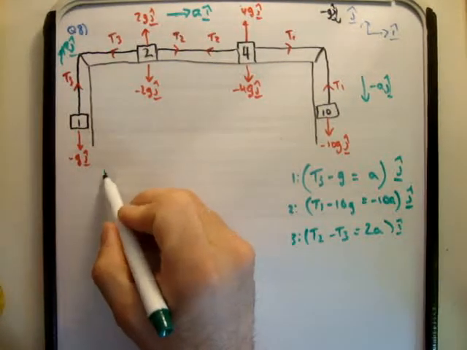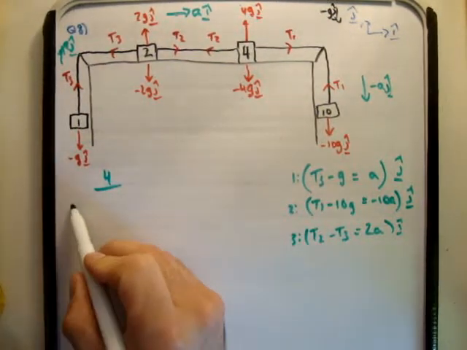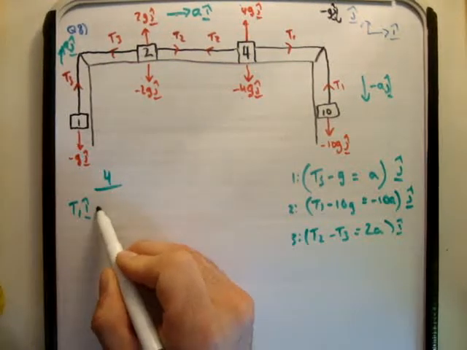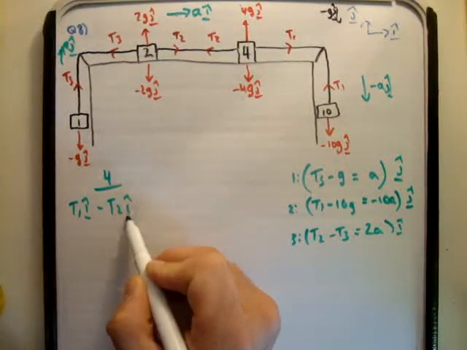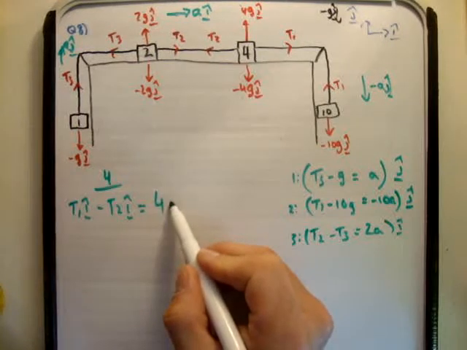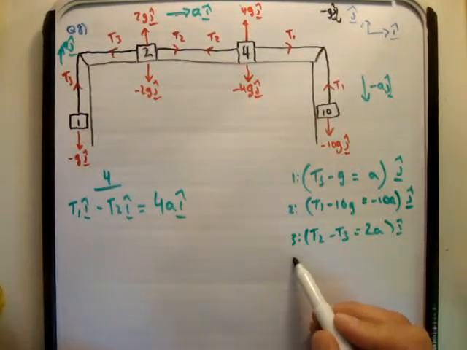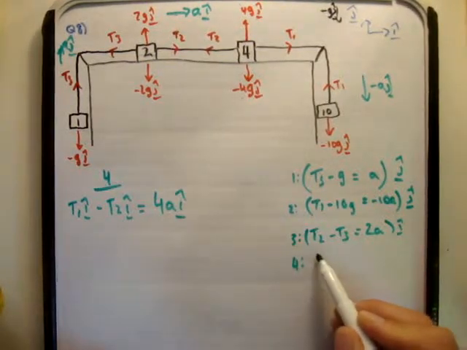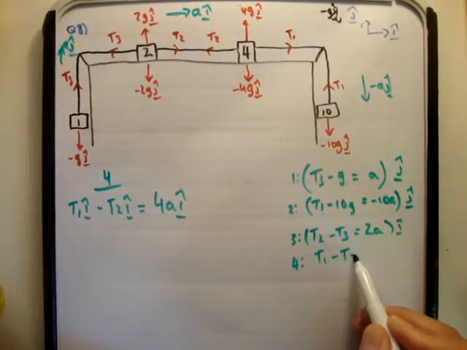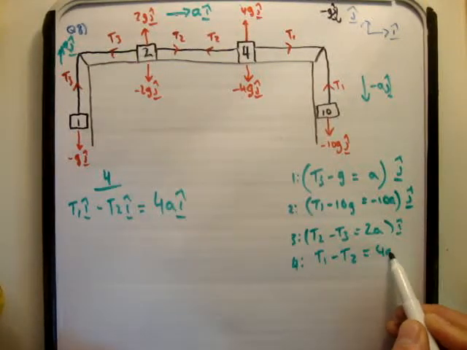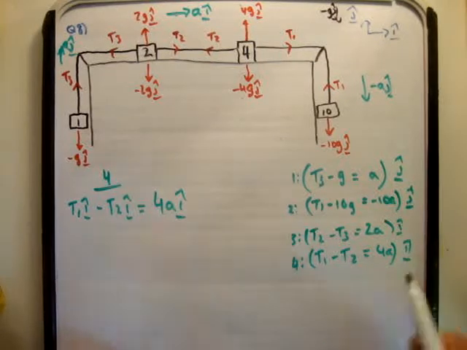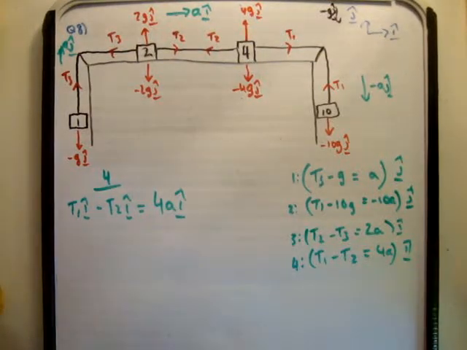So we're going to finally look at the 4 kilo mass, and we're going to get that T1 i hat minus T2 i hat is equal to 4 times the acceleration times i hat. So we're going to get equation 4: T1 minus T2 is equal to 4a, all in the i hat unit vector direction. Alright, so we're doing well.